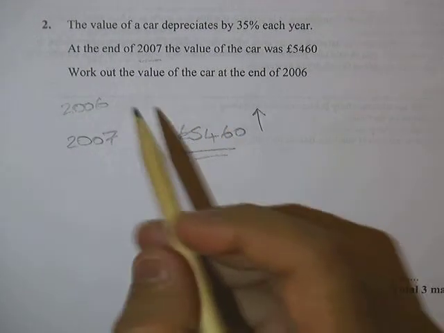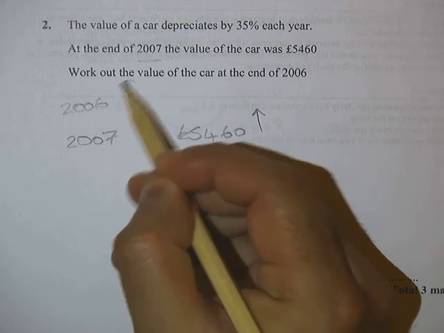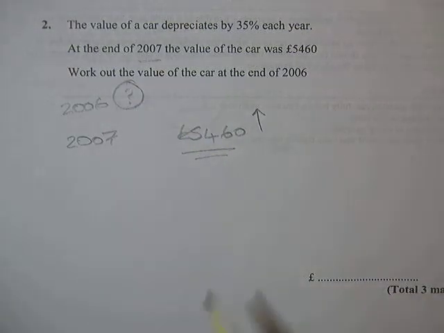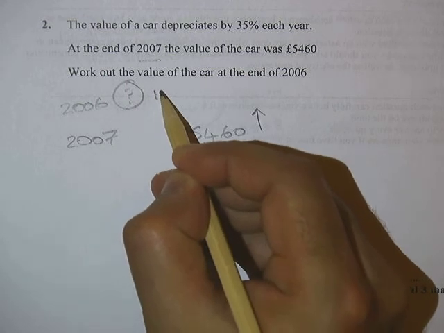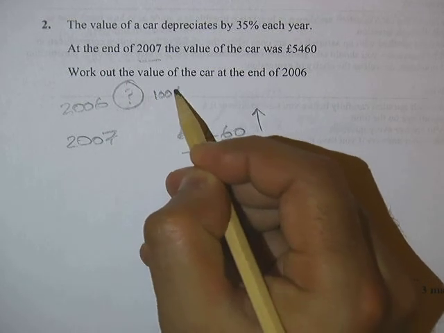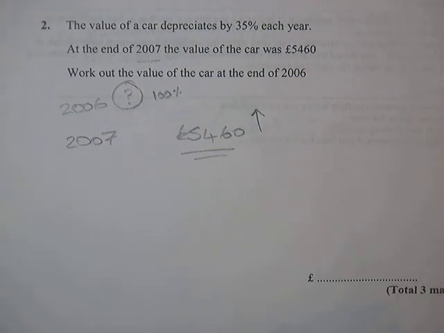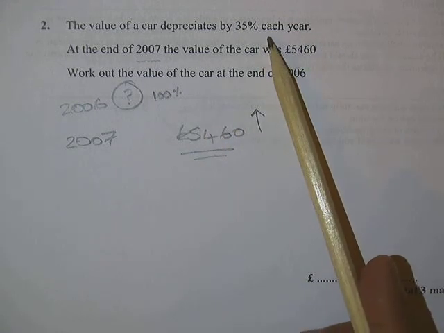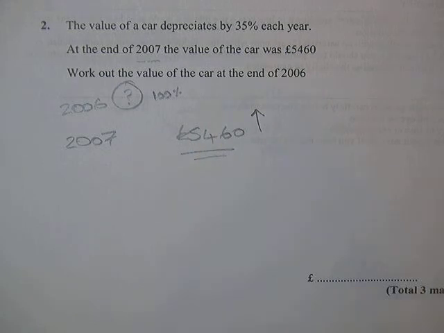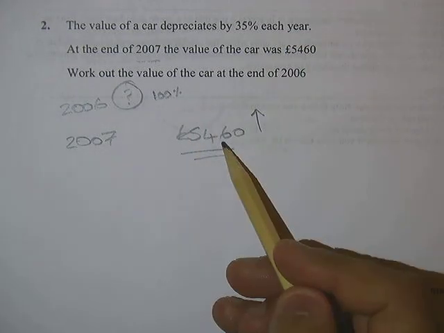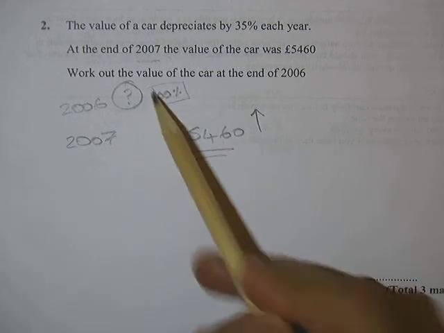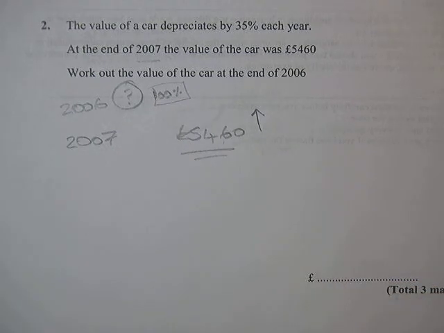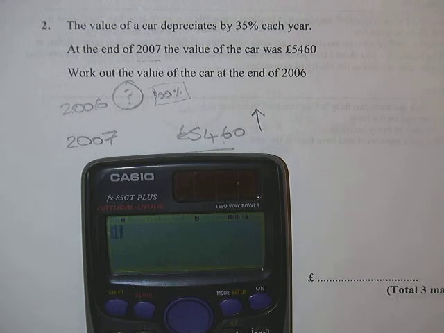So we know that in 2006, at the end of that year, we can start from 2006, the car was the 100% value. We know that for 2007 the depreciation was 35% from the previous year. So this value is actually the value in 2006 less 35%. So again, just use a calculator. It's a calculator question. 100 take away 35 equals 65.